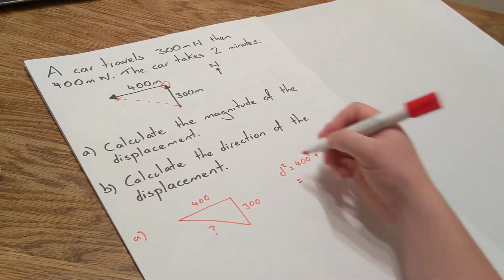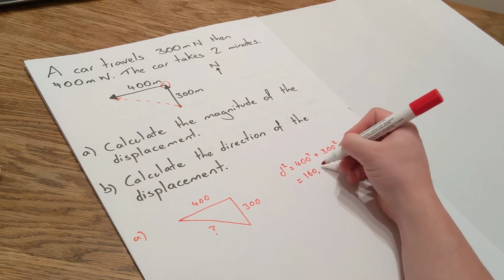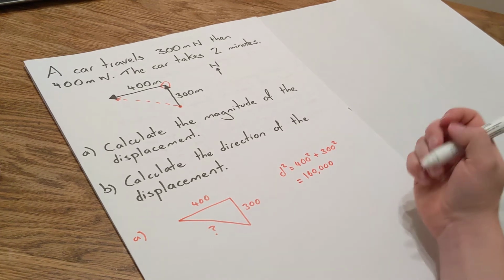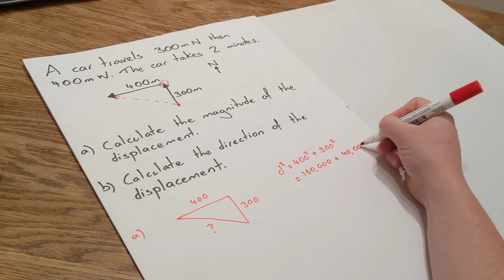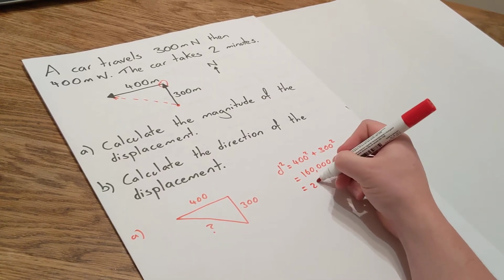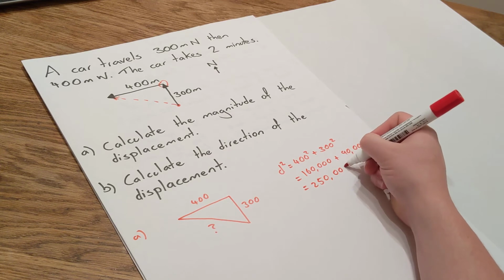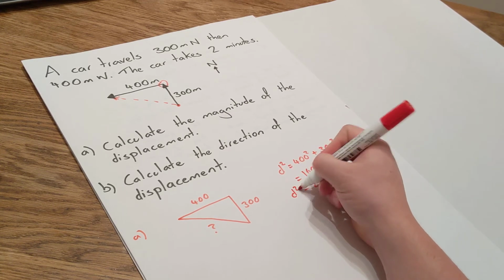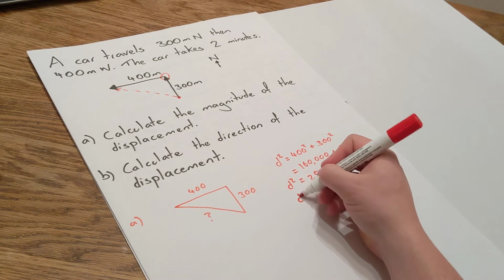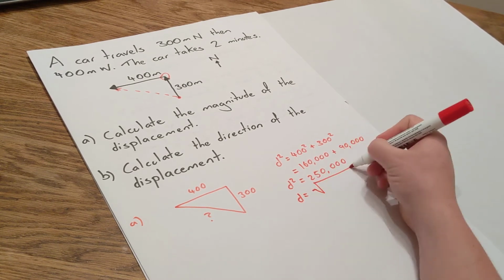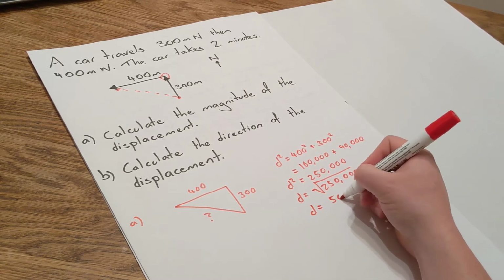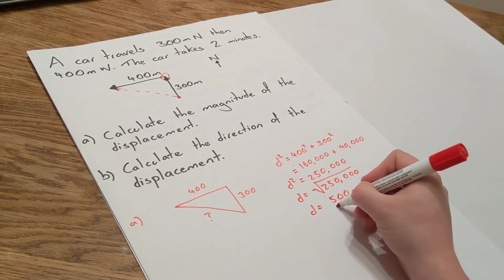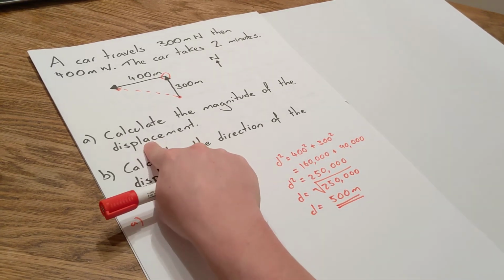Okay, so 400 squared is 160,000. Now remember, you can do this on your calculator. 300 squared is 90,000. If we add those together, we've got 250,000 is equal to the displacement squared. But remember, we have to work out what the displacement is. So that's going to be the square root of 250,000, which gives us a displacement of 500 metres. That's just answered part A.